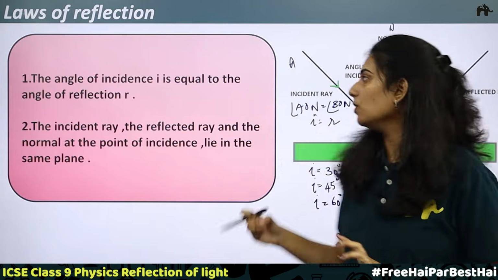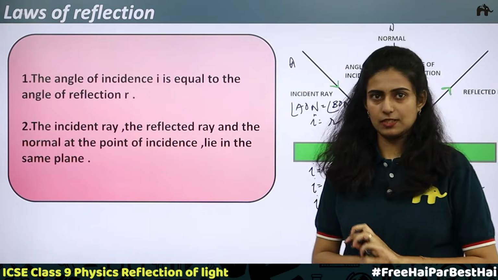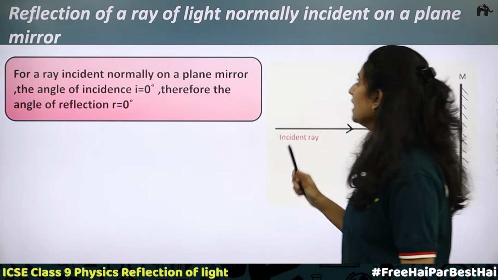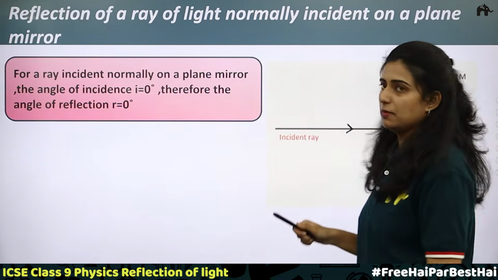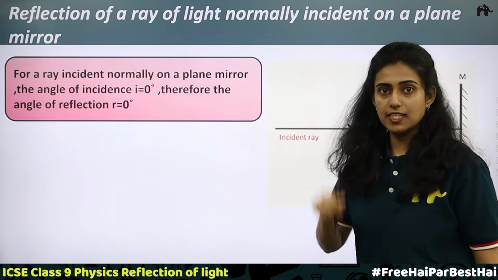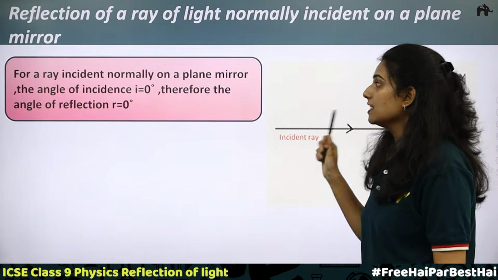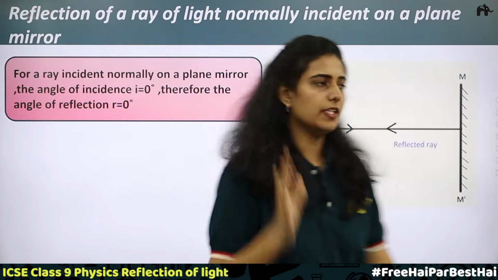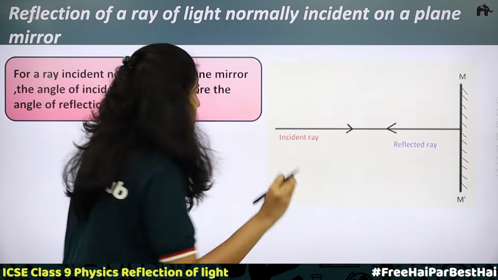So these are the two laws of reflection. Next, the reflection of a ray of light normally incident on a plane mirror. We call this normal incidence. For a ray incident normally on a plane mirror, what will be the angle? This is my question. What is the incident angle?